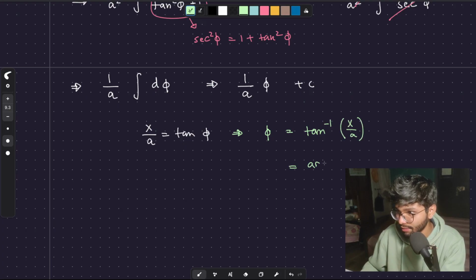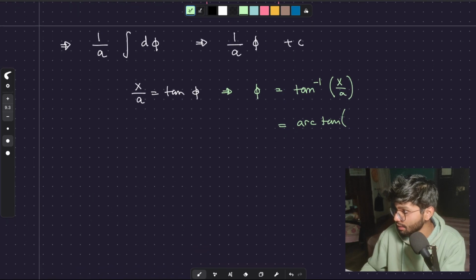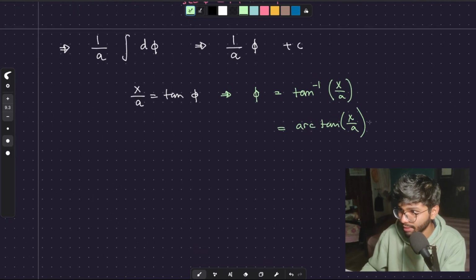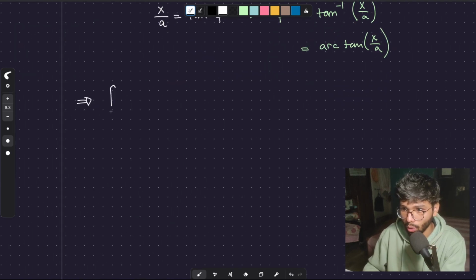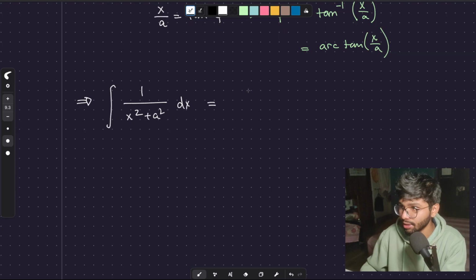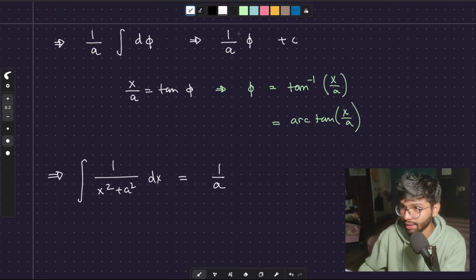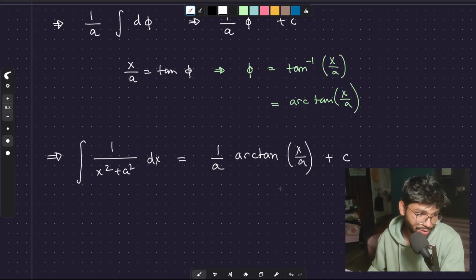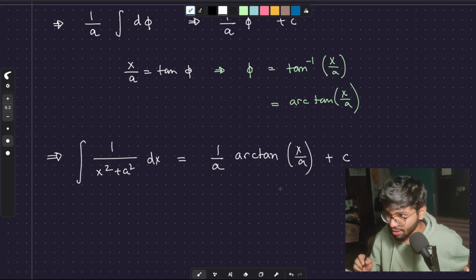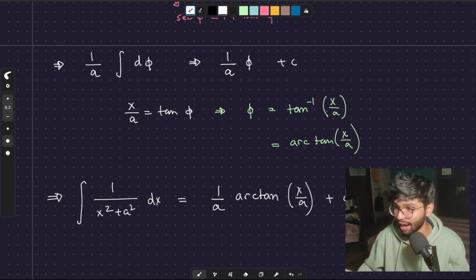That is the same as, differently written, arctan of x by a. Great. So we know that the integral of 1 over x squared plus a squared dx equals nothing but 1 over a arctan x by a plus c. Don't forget the c, do we? And that matches with my note. So there we go. We have derived the whole thing.